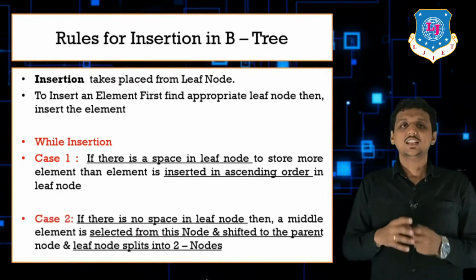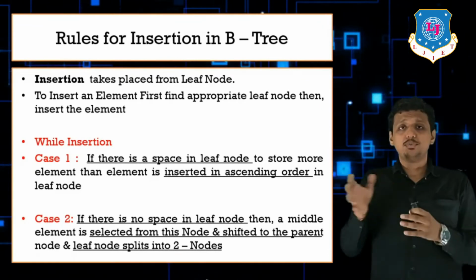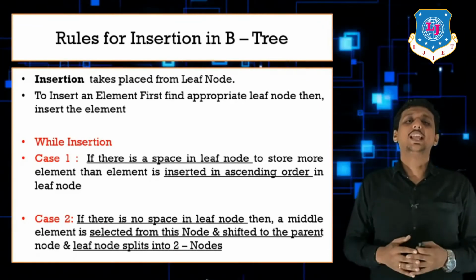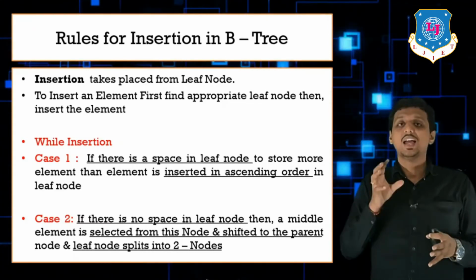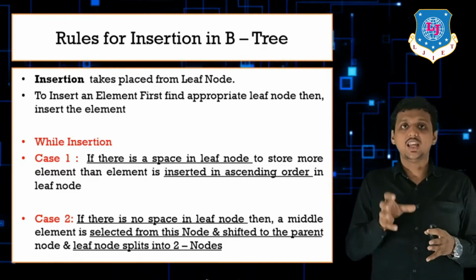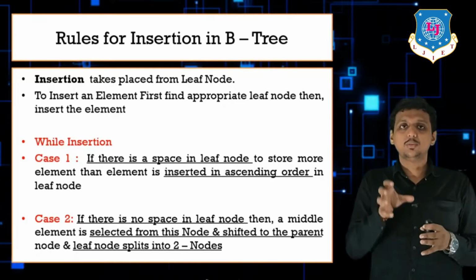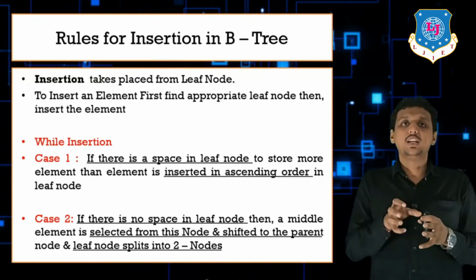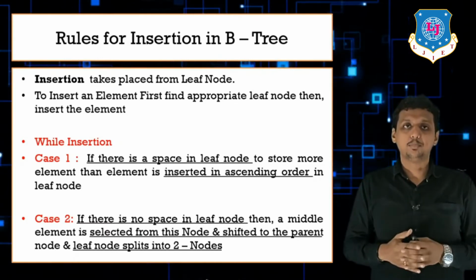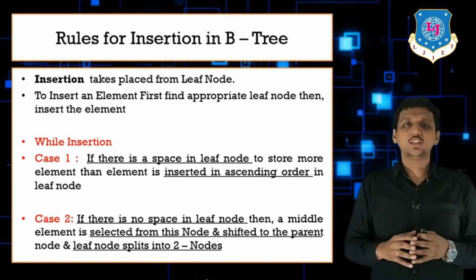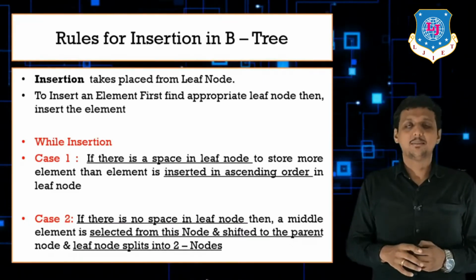Case number 2: if there is no space in the leaf node, then what to do? Before insertion, you need to find the middle element of the leaf node. Take out the middle element from the leaf node and bring it up to the parent node, insert your data, and split the node from the middle point. How we can go about this case, we will understand better in our next example.